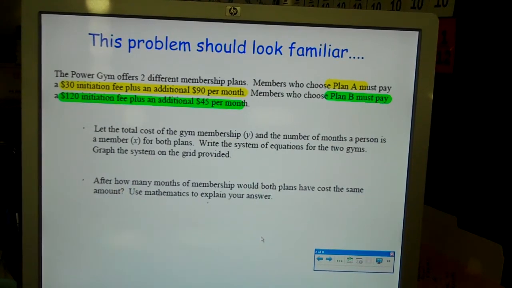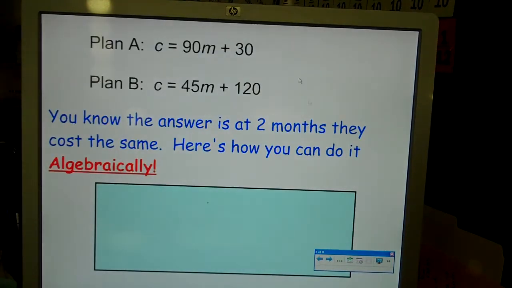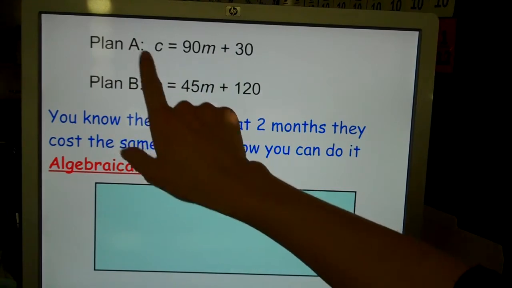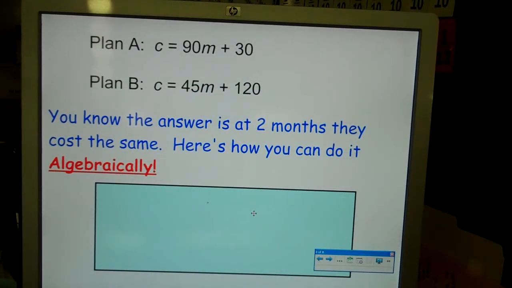The rest of the question asks, after how many months of membership would both plans have cost the same amount? Well, we're going to take it one step at a time, okay? Let's write your equations first, all right? And here they are. I hope you did that. Plan A, C is equal to 90M plus 30. Plan B is C equals 45M plus 120. Okay? Based on your midterm, you already know that the answer is 2 months, that they cost the same.